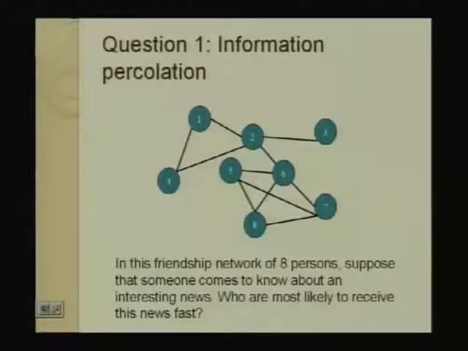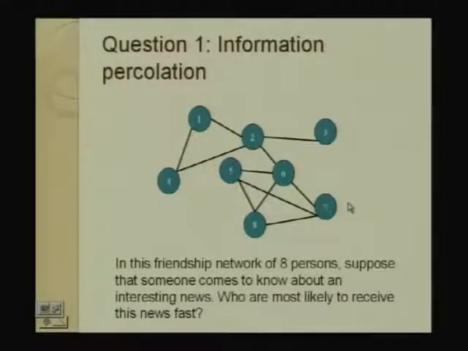Think of a friendship network. So, every node is a person and edges represent friends, and this is a symmetric network in the sense that if 1 is friend of 4 as shown in this network, then actually 4 is also a friend of 1. So, this is an undirected network.